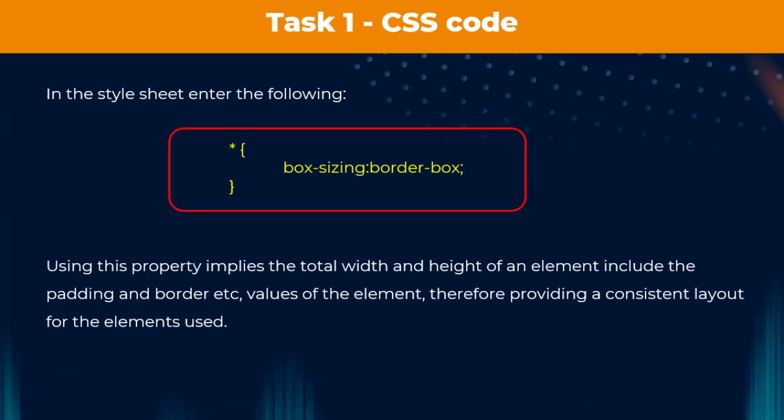So in our case, what we're going to do is we're going now to apply a system, if you like, in which the elements and the spacing are all considered by one measurement. And we're going to use the box sizing and the border box. So using this property implies that the total width or height of the element includes the layers that we mentioned earlier, padding and border. And these are then taken into consideration and therefore will provide a consistent layout for the elements being used.